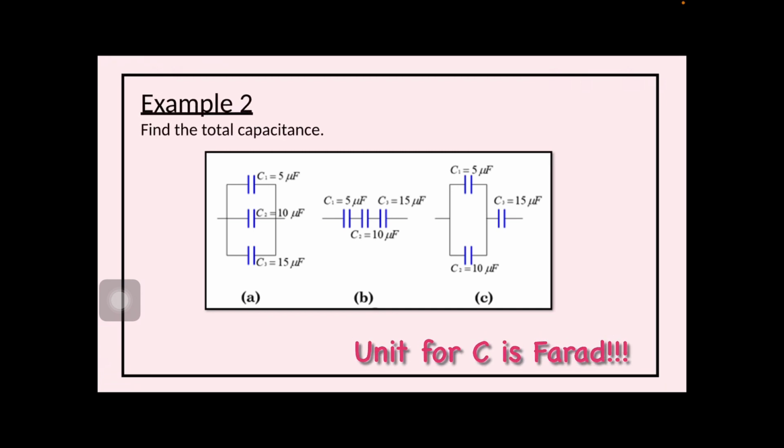Example 2, find the total capacitance for questions A, B and C. You can see A is connected in parallel, B in series, and C is a combination of parallel and series. So for question C, this is a combination of series and parallel capacitors.